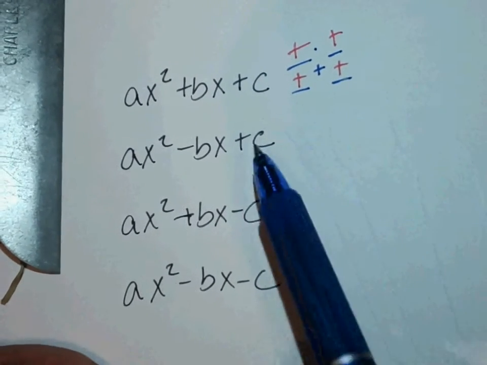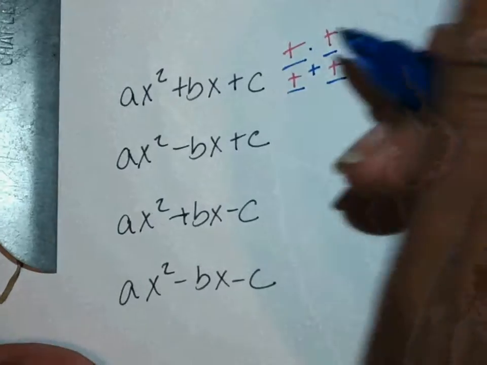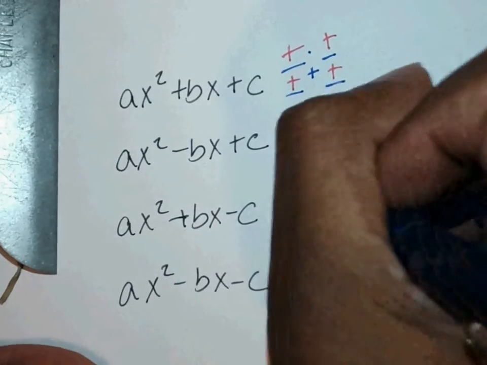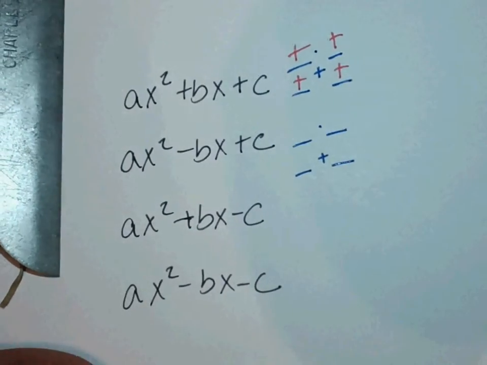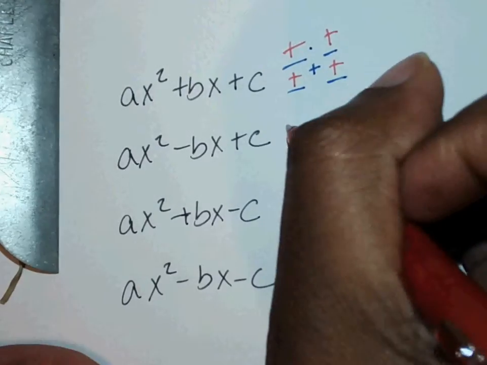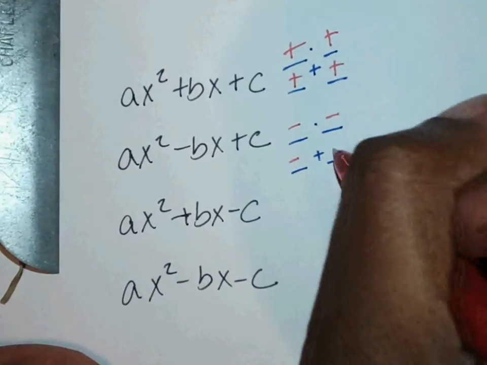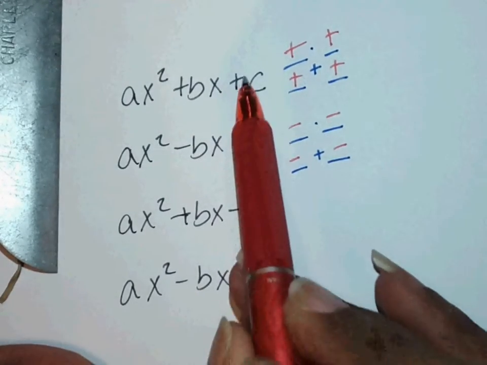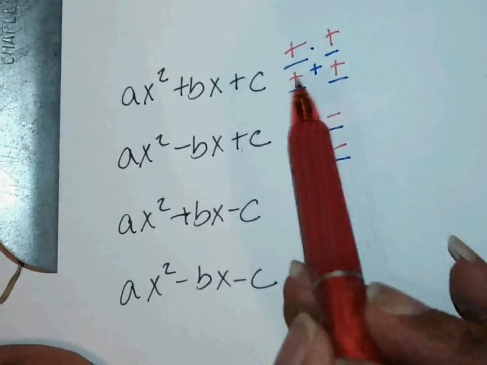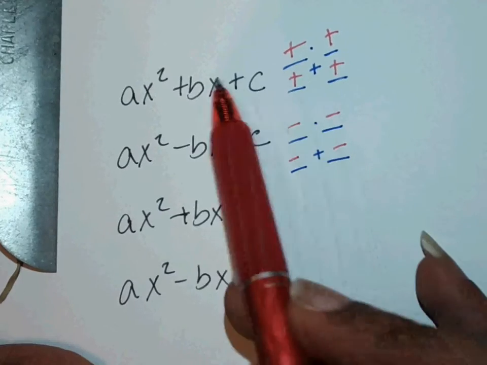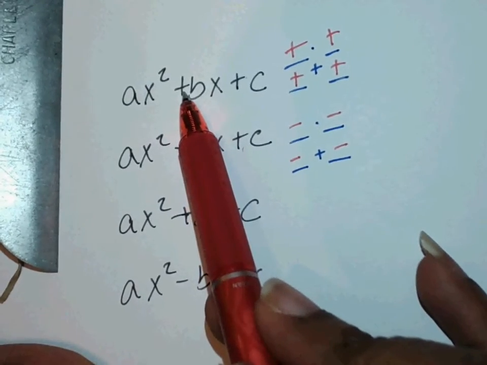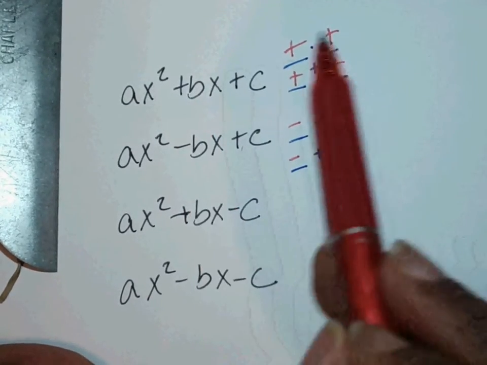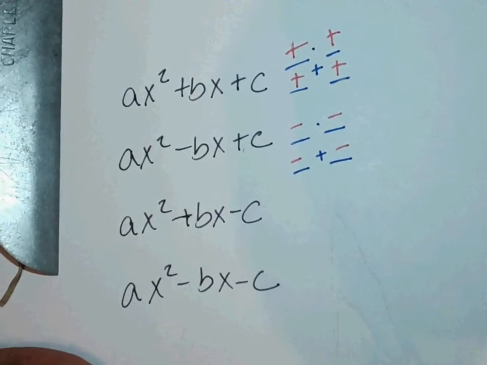Whenever I have a positive and a negative, both of your numbers are going to be negative. So whenever I have a positive C term, my signs are going to be the same. But this right here tells me my sign. They're either both going to be positive or they're both going to be negative.